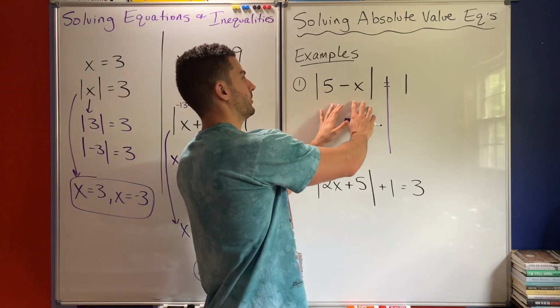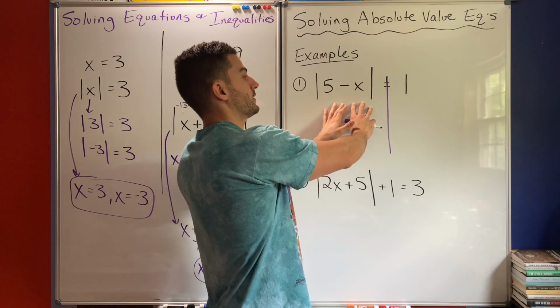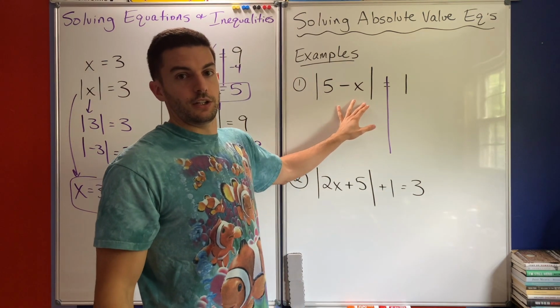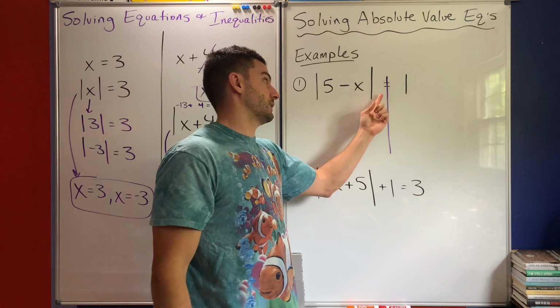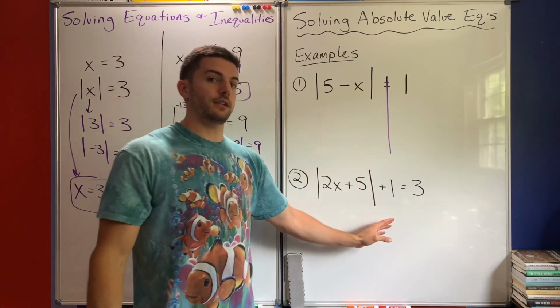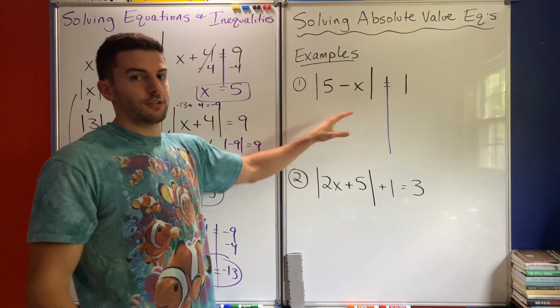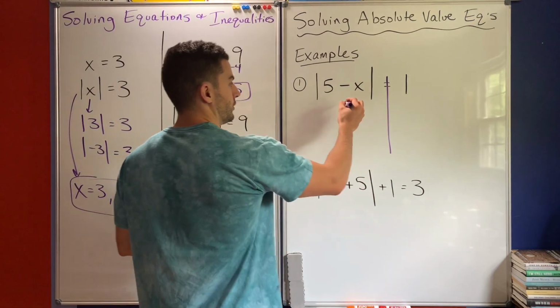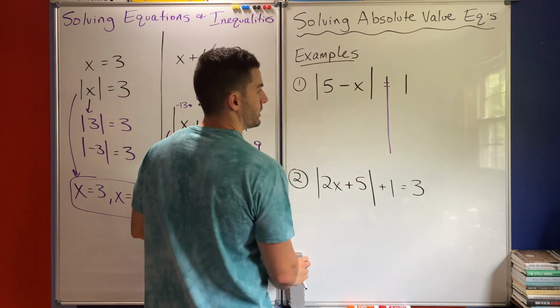Is there any other terms on this one that are not part of the absolute value? Because if there were, I would want to cancel those. I would want to move those to the other side, okay? Like for number 2, I'm going to have to do that. But for number 1, I don't have to do that. So I can skip that step and go right into splitting my equation, okay?